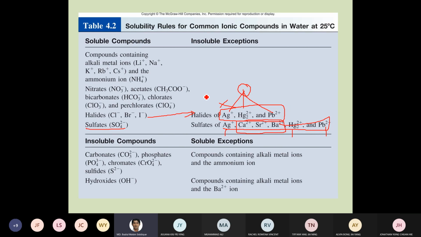So beryllium chloride is soluble, but beryllium sulfate is not soluble. So this is quite an interesting thing.